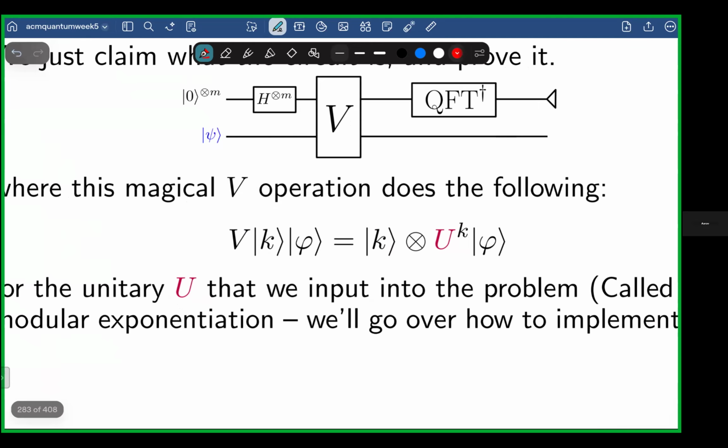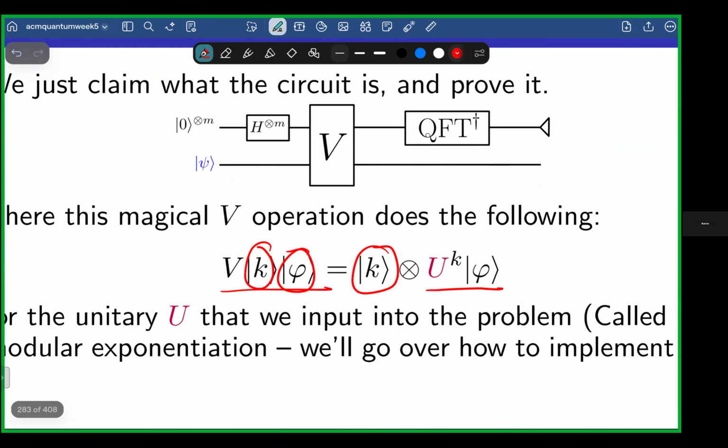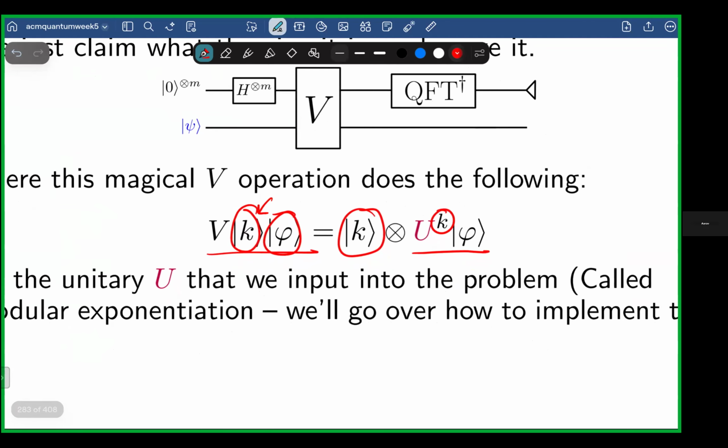Last thing. So V will take is a 2-register gate? Yeah, quantum Fourier transform. So V will take in some number K. That'll be multi-qubit. It'll be some number in binary. And then it'll also take in another state phi. What it'll do is it'll keep the first register the same as K, but then the second register, it'll multiply U K times to it. So this K in the first register determines how many times we multiply U.